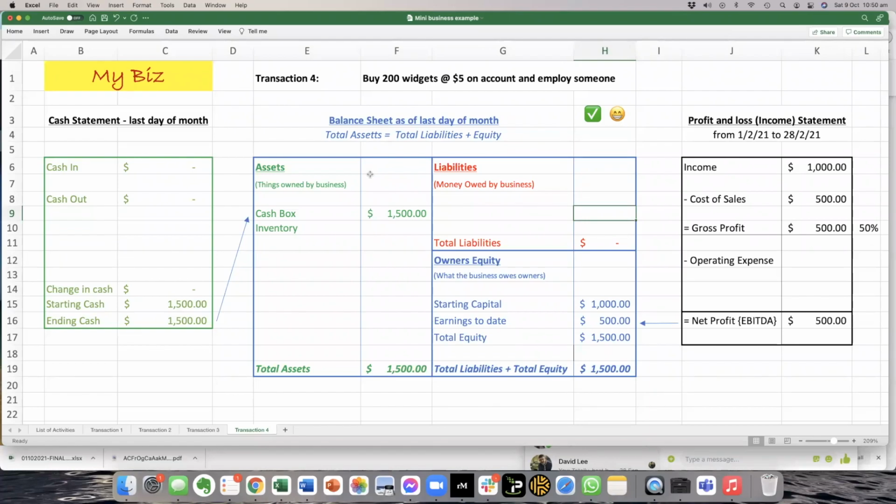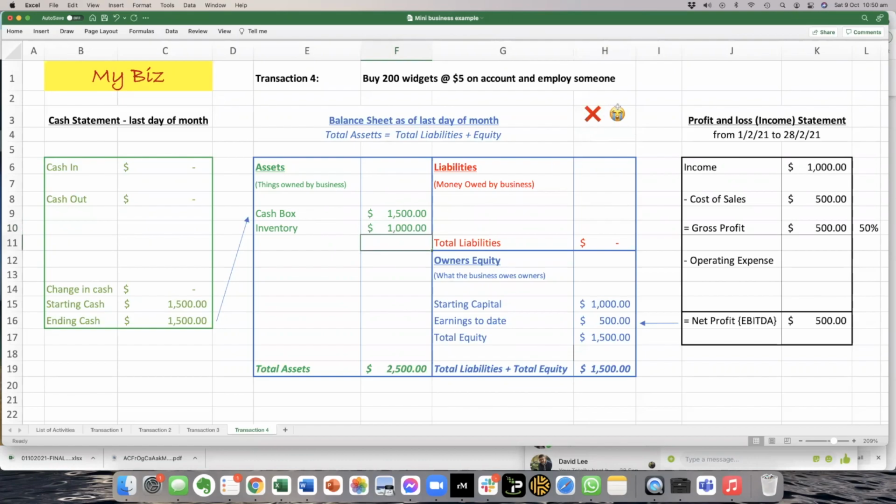Okay, so how did you go? We're going to buy 200 widgets at $5 on account, and we're going to give someone a job. So let's deal with the first part here. 200 widgets at $5 on account, 200 times 5 is $1,000. But we're not going to give cash over for it. So we're not going to go to our cash box, but we're going to now have $1,000 worth of inventory.